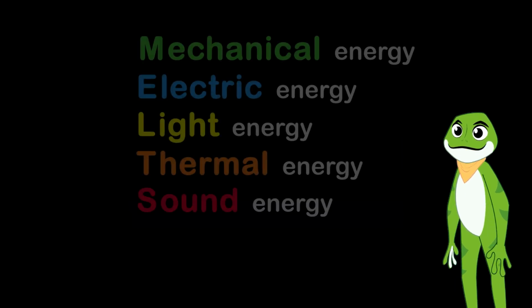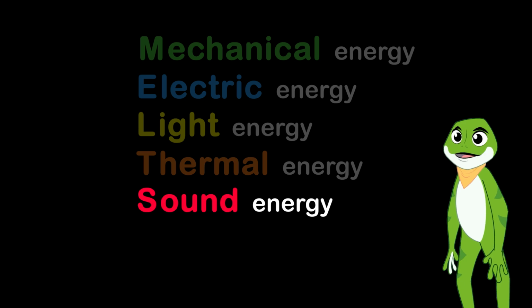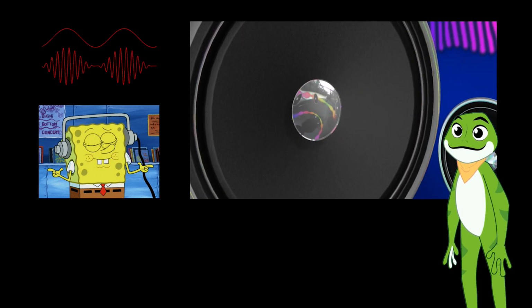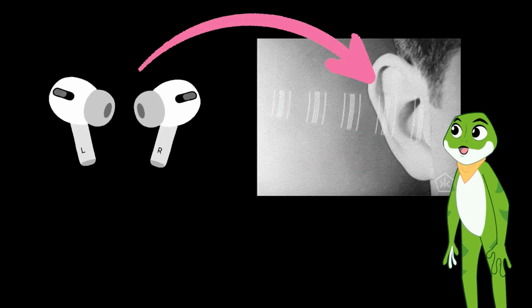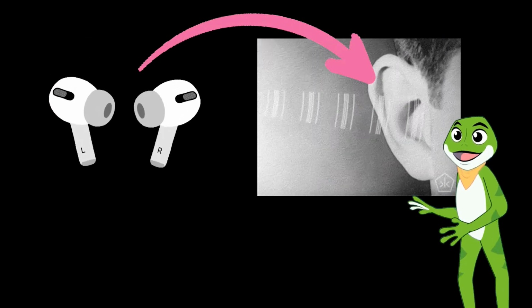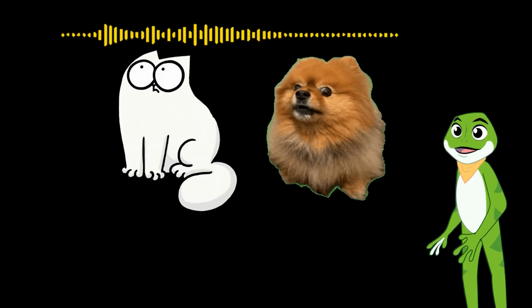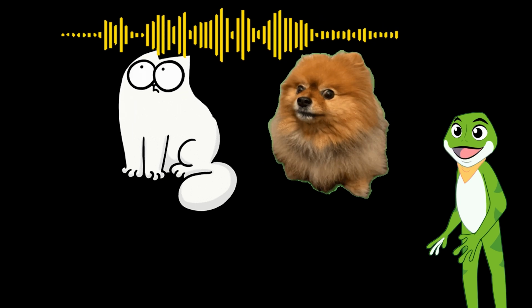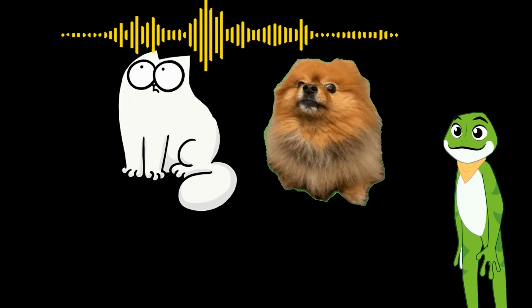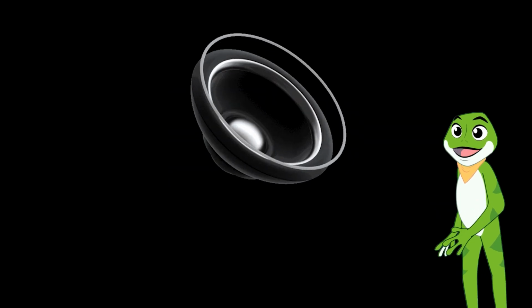And finally, there's sound energy. Sound waves produced by speakers or headphones get transferred from the devices to our ears. Or when a cat meows or a dog barks, you are hearing the sound waves produced by their vocal cords. Your ears are constantly taking in sound energy from the things around you.